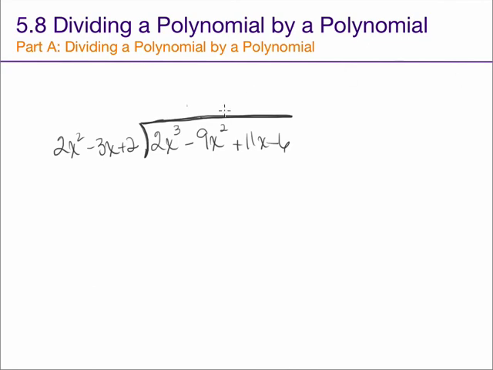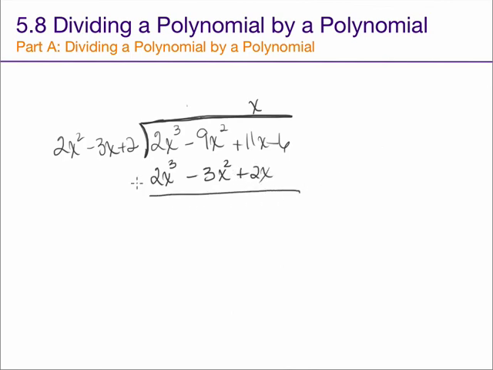Okay, let's get started. What do I need to multiply by 2x squared to get 2x cubed? Well, it turns out it's just x, because x times 2x squared is 2x cubed. But I'm not done. I'm not just multiplying by the first term. I'm multiplying by the whole polynomial. X times 2x squared is 2x cubed. X times negative 3x is negative 3x squared. And x times positive 2 is 2x.